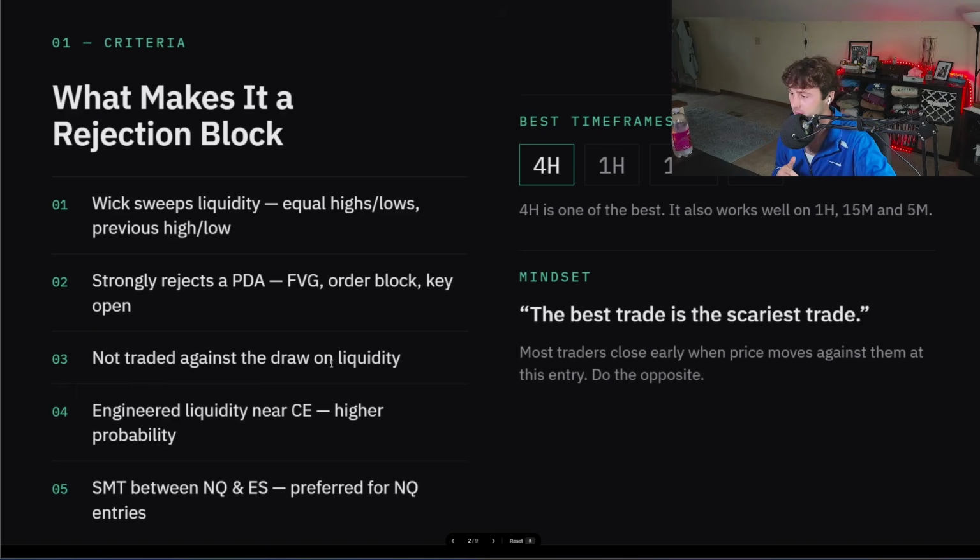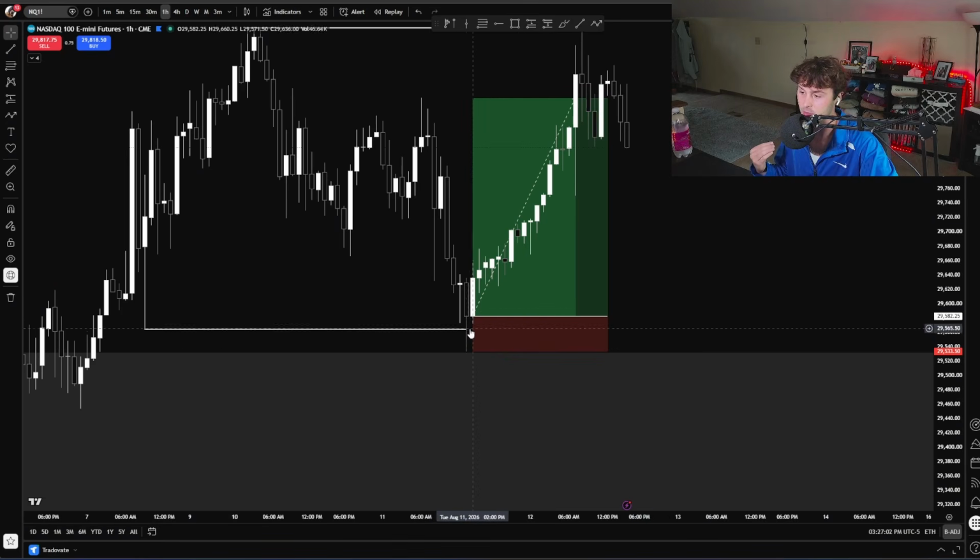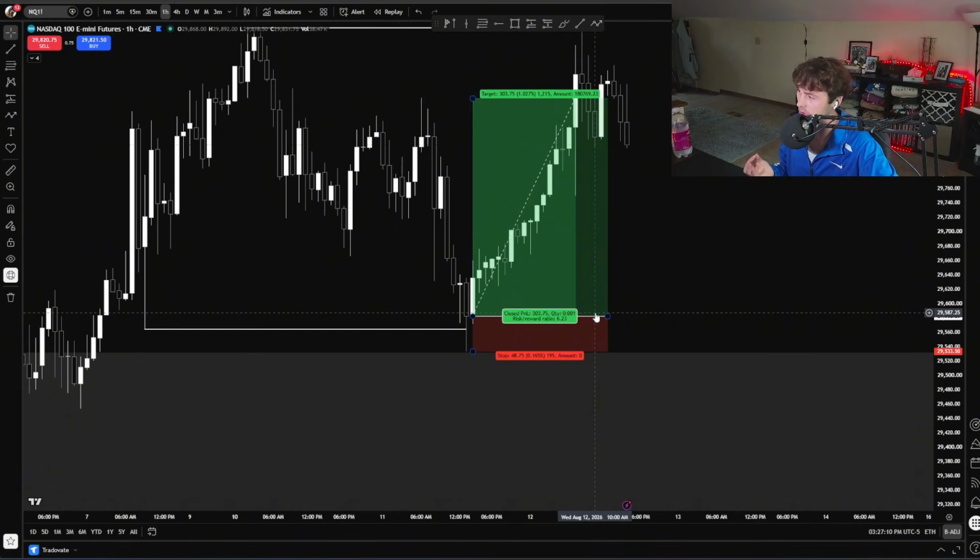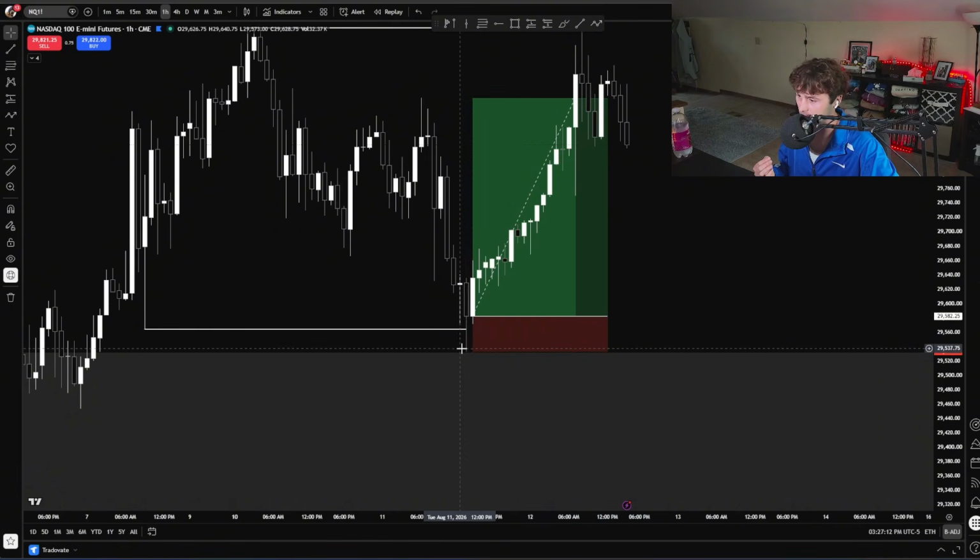Another part, not against the draw on liquidity, is we need to have a bullish candle close for it to be a bullish rejection block, and we need to have a bearish close for it to be a bearish rejection block. It doesn't have to be the exact candle that is creating the rejection block. It just has to be a following candle. So like here, for this example, you can see this is a bearish candle, and it's not confirmed a bullish rejection block until we get this bullish candle close right here. So once that bullish candle closes, then this is the rejection block, right?